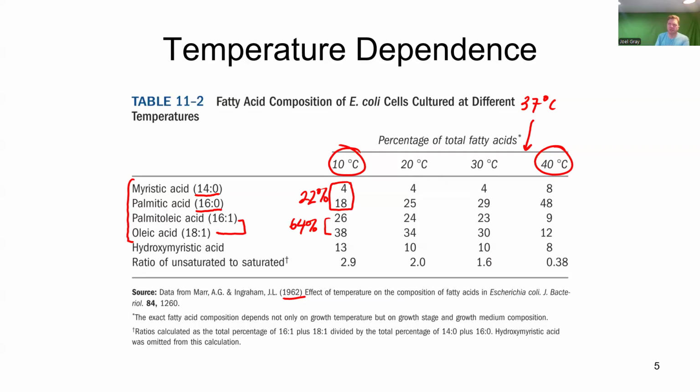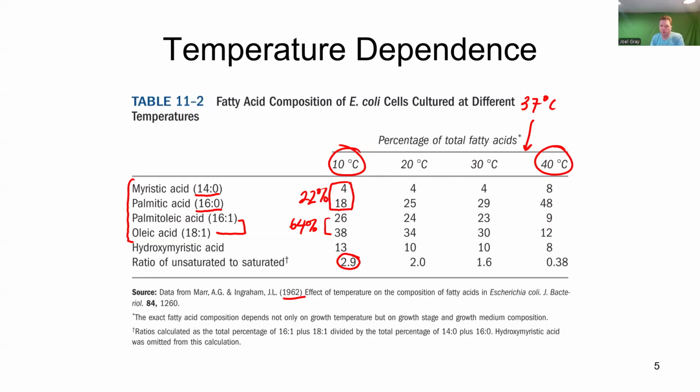Okay, 64% of the fatty acids that were detected in these bacteria, presumably from their membranes, were monounsaturated. So we've got monounsaturated, which are more than likely going to be a liquid at room temperature, compared to the saturated, which were absolutely a solid at room temperature. And they calculated a ratio. The ratio of unsaturated to saturated was 2.9. So there were more unsaturated fatty acids at 10 degrees than saturated fatty acids.